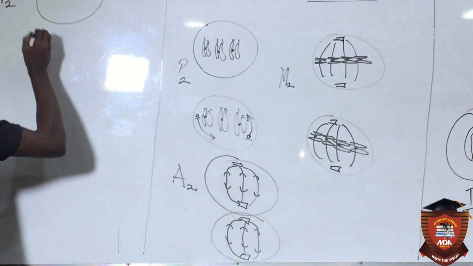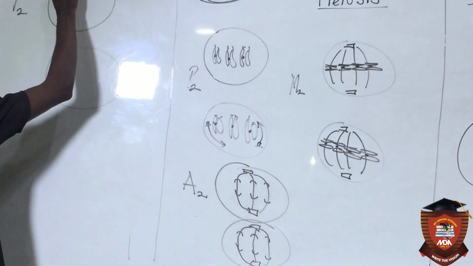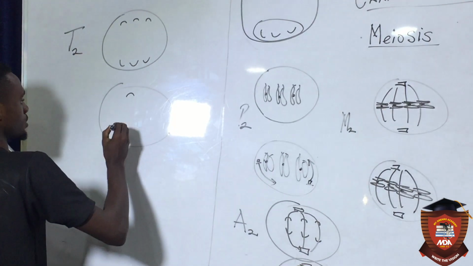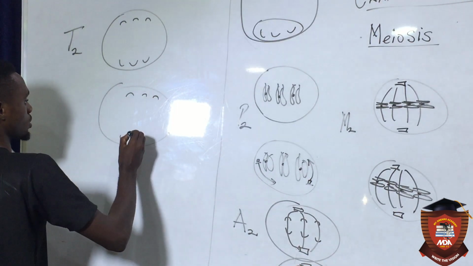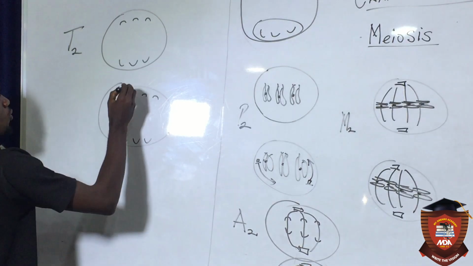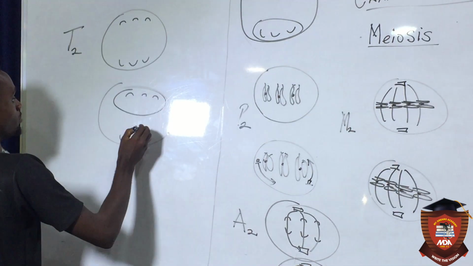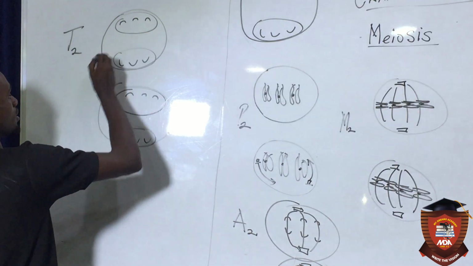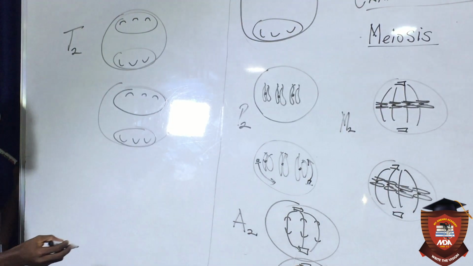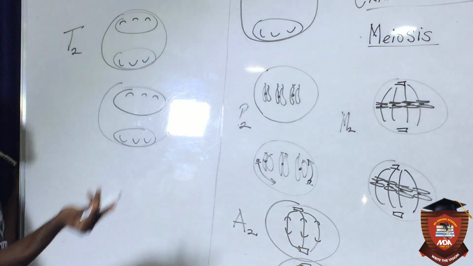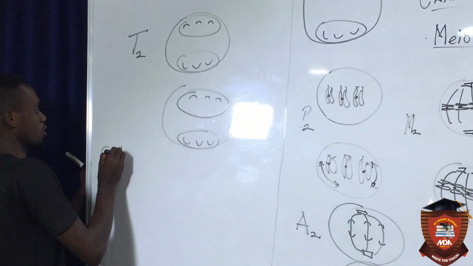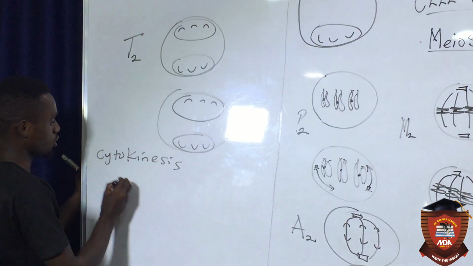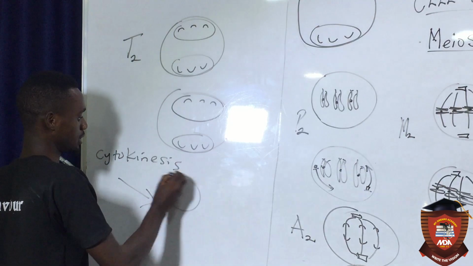In T2, the chromatids will reach the ends or the poles of the cells, where a nuclear membrane will reform. They will decondense back to chromatin, centrioles will disappear, spindle fibers will disappear, and eventually again cytokinesis will occur. And what you now have is 4 cells.